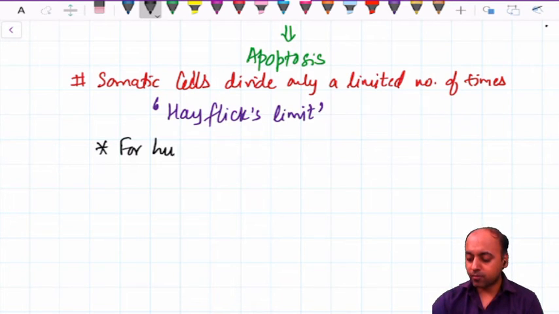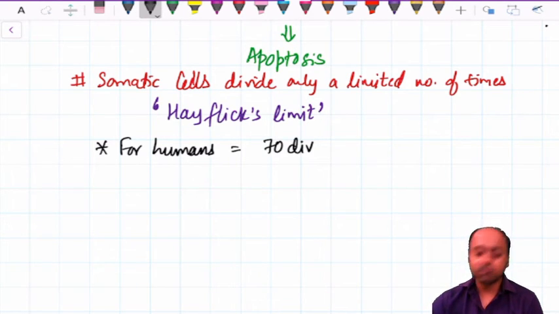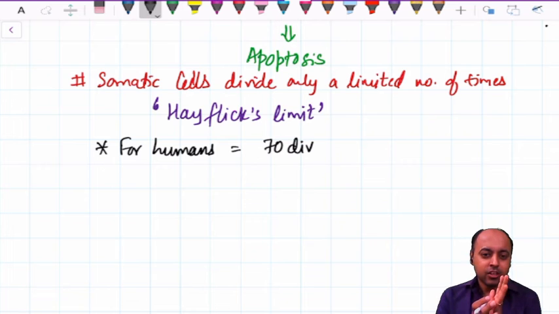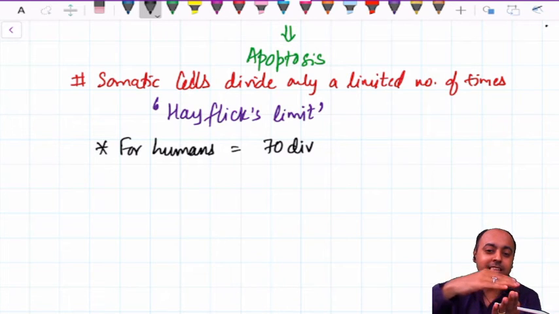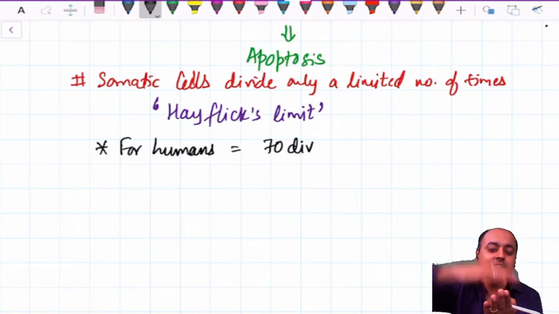For humans, the Hayflick limit is approximately 70 divisions. After 70 divisions, the cell will die. Now, this can't be true. Strictly speaking, it can't be true for all the cells. Why can't it be true for all the cells? If it were true for all the cells, then the number of students sitting in the class looking like me would be large. Looking like me means there is nothing on the head, there is no hair here, because the hair continuously keeps growing, which means the cells are stacking one after the other, and this continues throughout life.